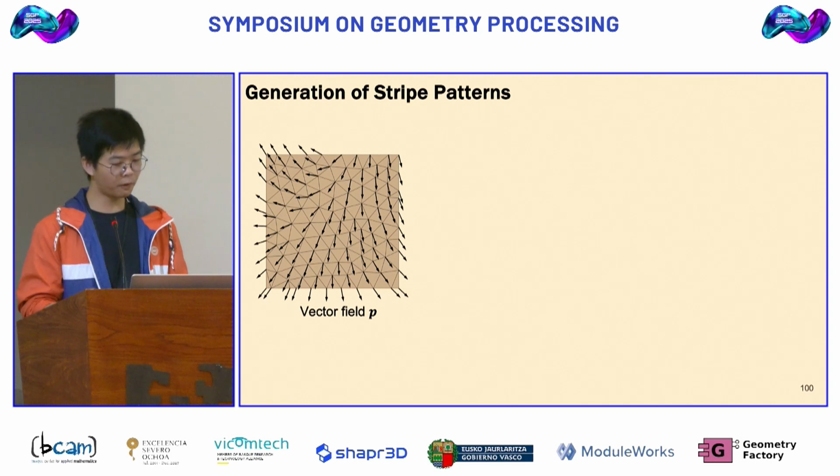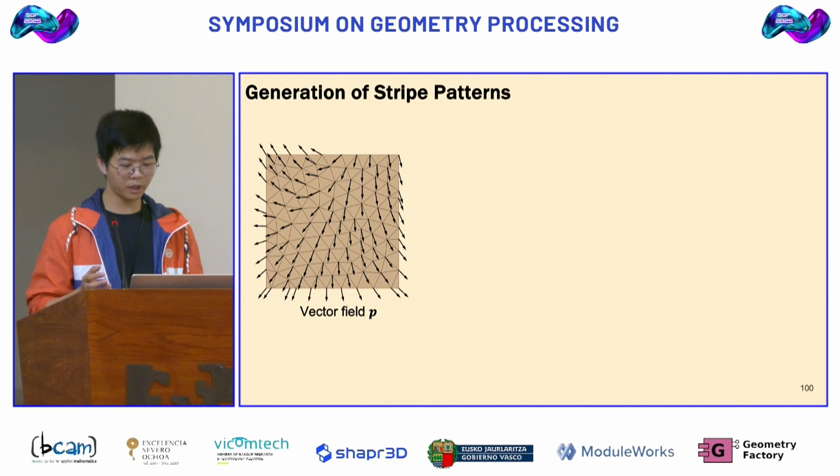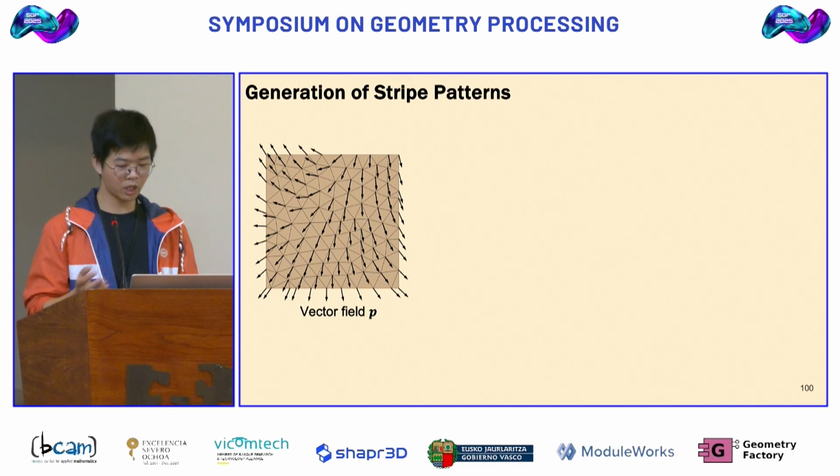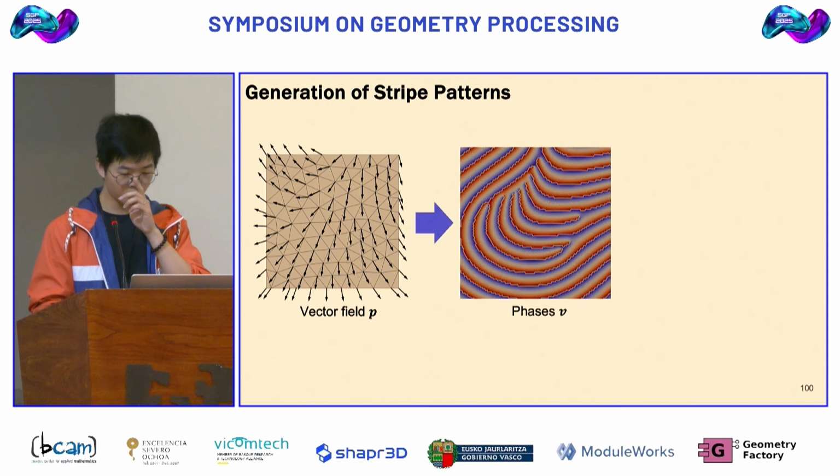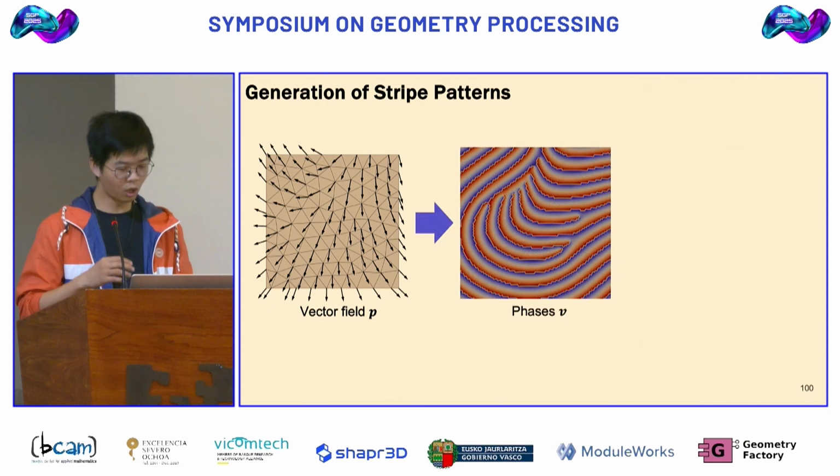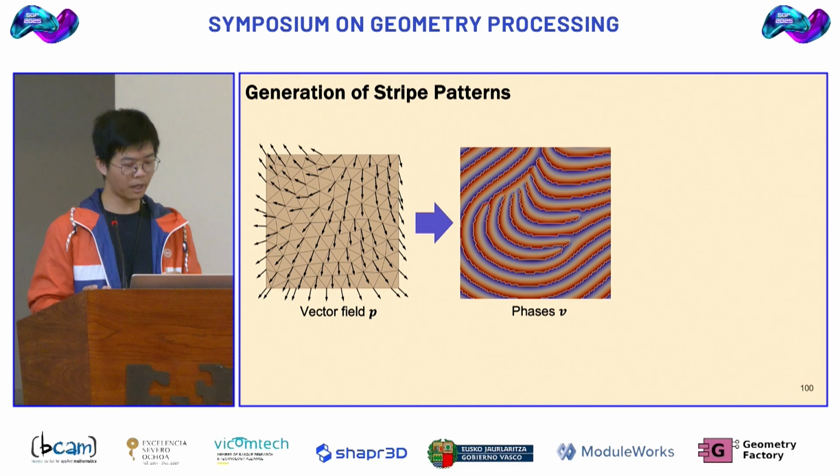For the generation of stripe patterns, this work is built on Knöppel et al., for generating stripe patterns on a triangle mesh. Given a vector field, we find a phase function that increases as uniformly as possible along a given direction described by the vector field.